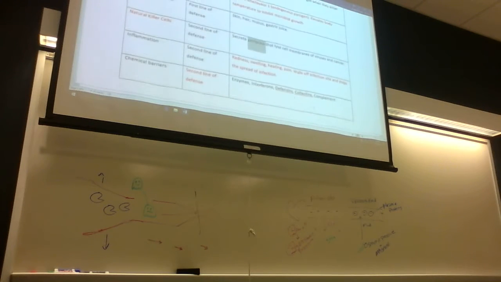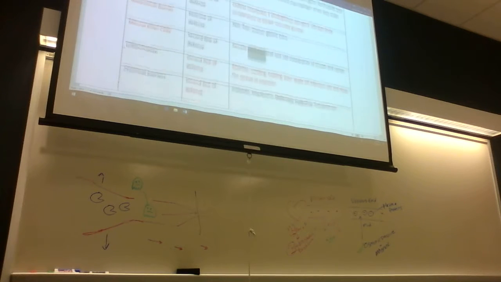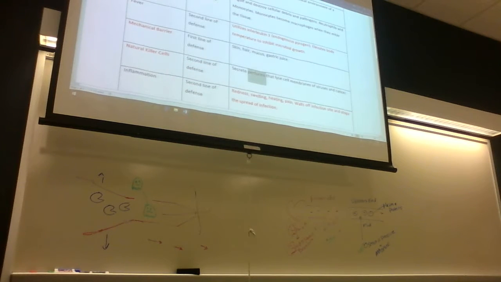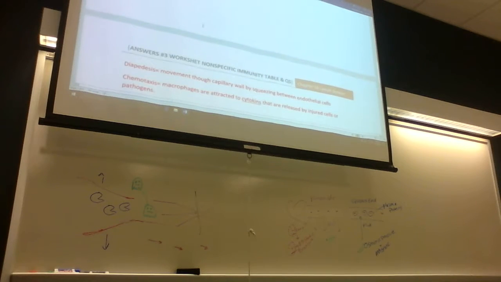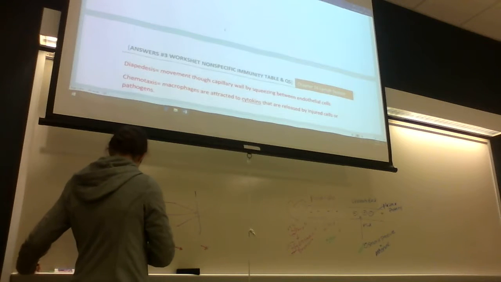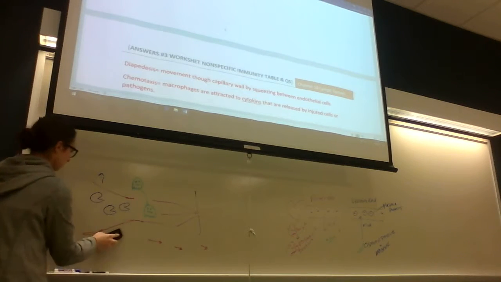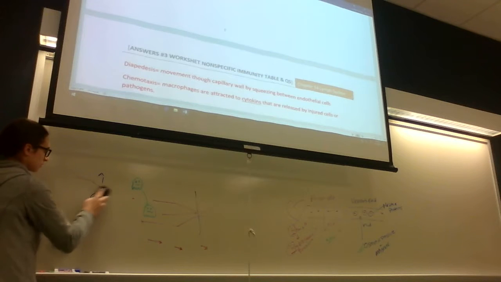So we talked about phagocytosis. So we're going to be talking, which is right up here, about macrophages. So three actions of macrophages. They have diapedesis, chemotaxis, and adhesion. So diapedesis, when you look at, I'm going to erase this.